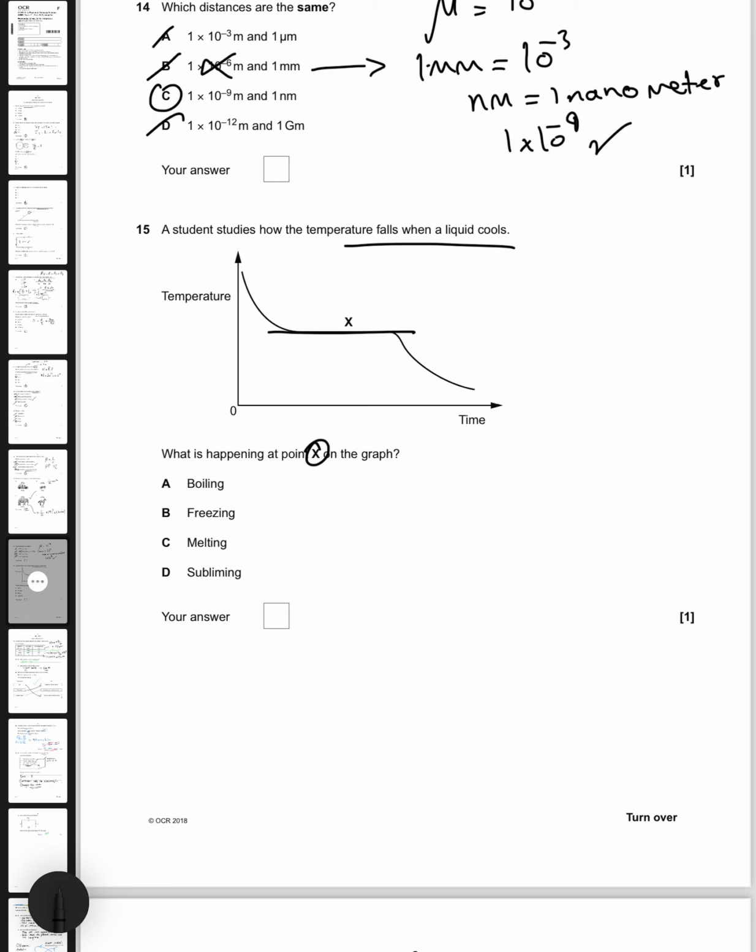Whenever the temperature stays constant and doesn't change, you can consider that to be a point where we have a phase change. For example, it's going from solid to liquid to gas. And since right now the liquid is cooling, we don't have boiling, because that's when liquid changes into gas. How can something be cooling and then turn into a gaseous form? We don't have melting, and we don't have subliming here either. So the only correct answer is actually freezing, because the liquid is cooling, and so it's getting into solid form, and that's why we have a constant temperature, because there is a phase change.